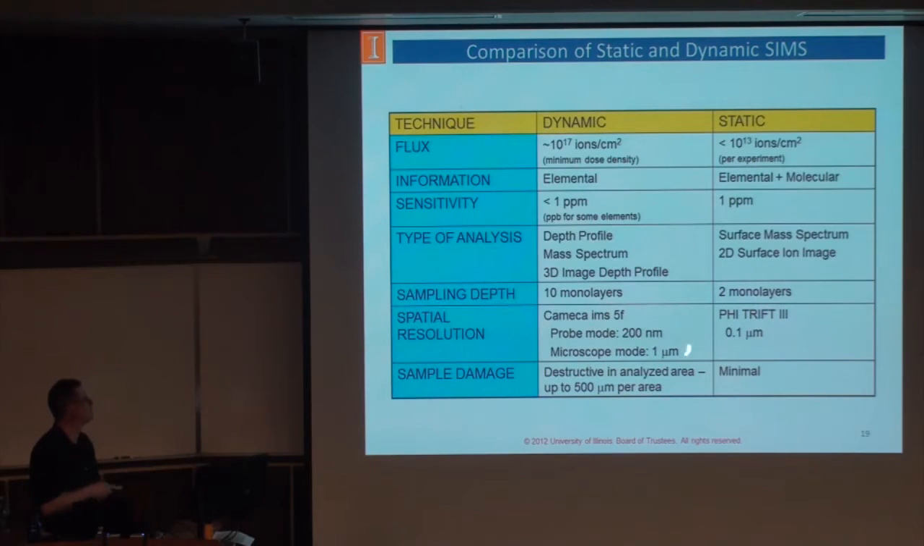And then we have two main instruments here in the facility. We have a Cameca IMS-5F. We use that primarily for doing depth profiling. A lot of semiconductor samples are mainly used there. And then the TRIFT-3, which gets used for pretty much everything from biological samples to tribology to semiconductors, etc.